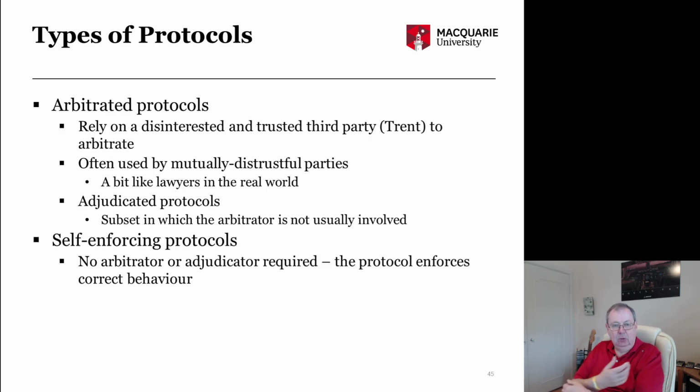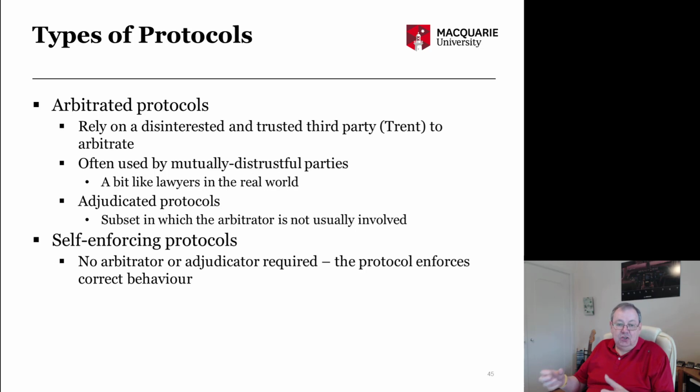So there are various different types of protocols. There are what are called arbitrated protocols. And the arbitrated protocols rely on some trusted and assumed to be completely disinterested and fair third party called Trent to arbitrate the protocols. And they're often used by mutually distrustful parties. They're a bit like lawyers and courts in the real world. Generally speaking, you may, for example, have seen reference to this when we talked about digital signatures. Some of the signatories might send a signature to the third party who will only verify or validate the signature if it's required, for example.